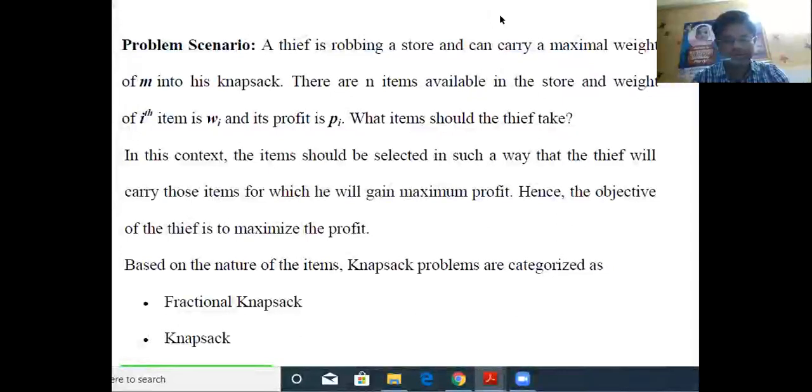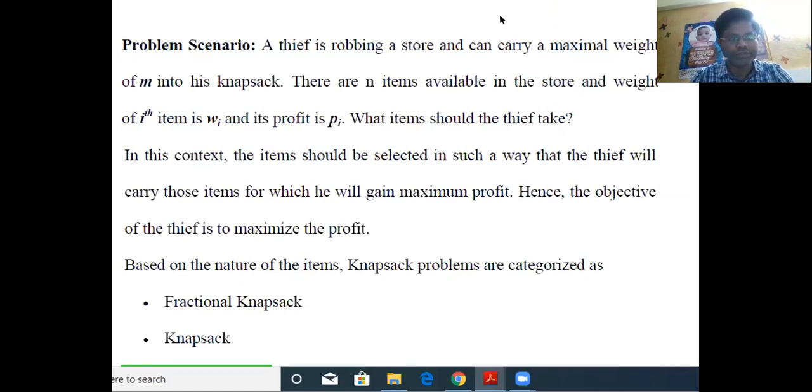So today we are going to discuss a very popular problem that is used in greedy algorithms, and the problem is known as the knapsack problem. As you already know, a greedy algorithm can be understood very well with a well-known problem, and the problem we are discussing today is the knapsack problem.